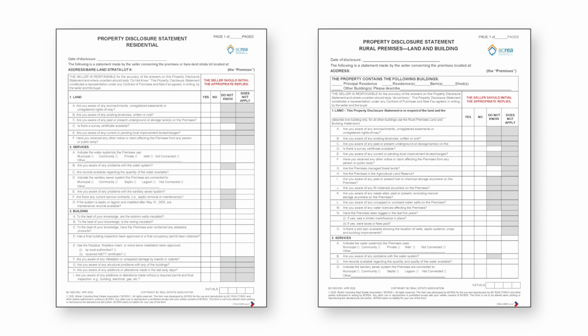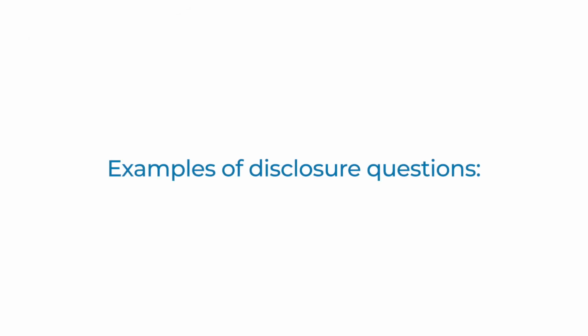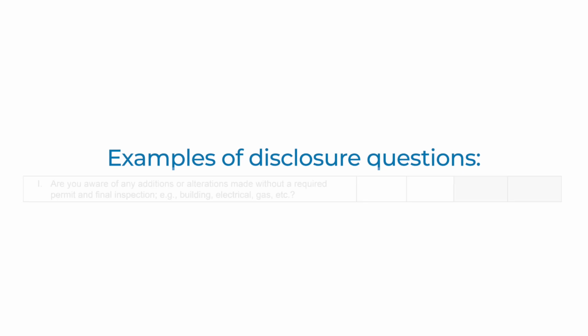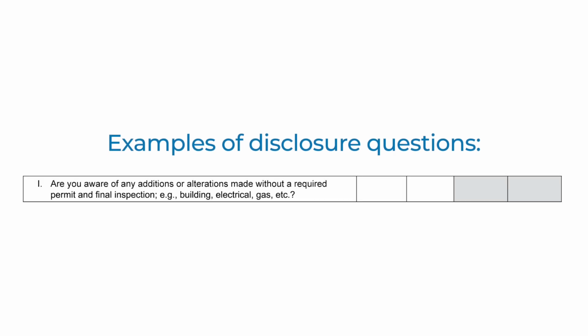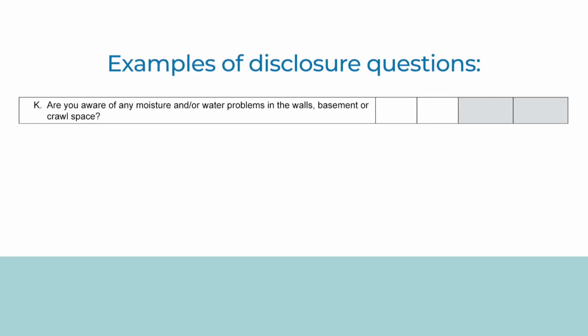While each of these documents covers similar kinds of disclosures, the different versions of the property disclosure statement contain different questions depending on the property type. The questions are typically asked based on the current condition of the property. Here are two examples of questions you will see. Are you aware of any additions or alterations made without a required permit and final inspection? For example, building, electrical, gas, etc. And, are you aware of any moisture and/or water problems in the walls, basement, or crawl space?